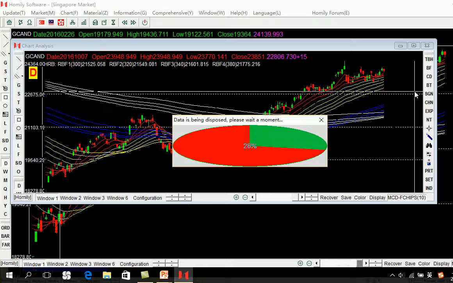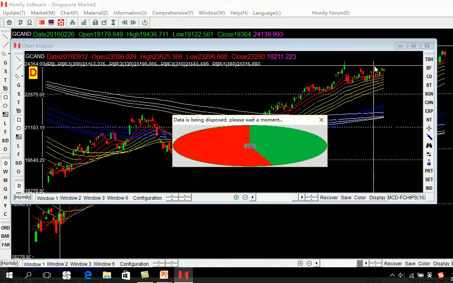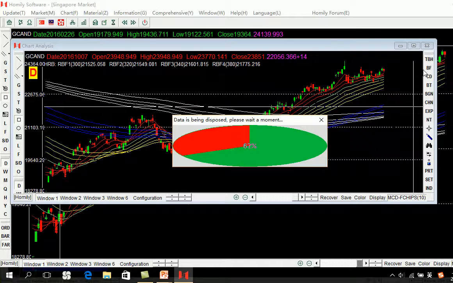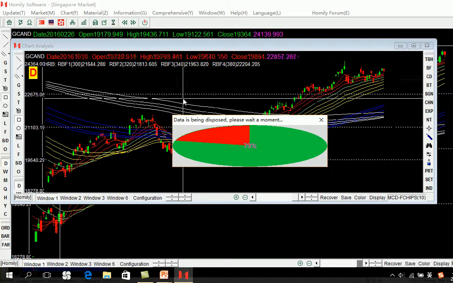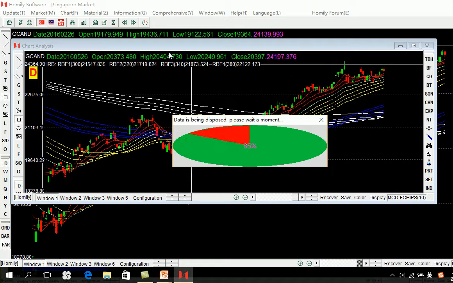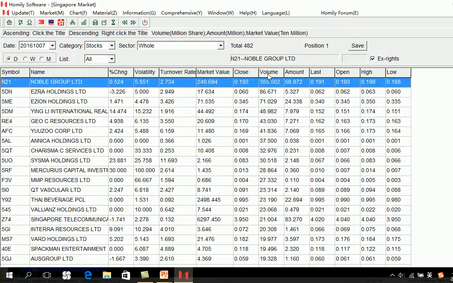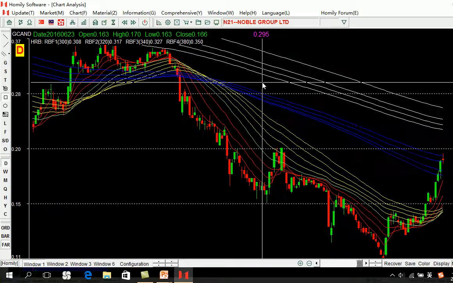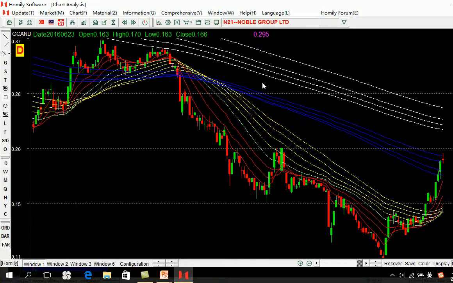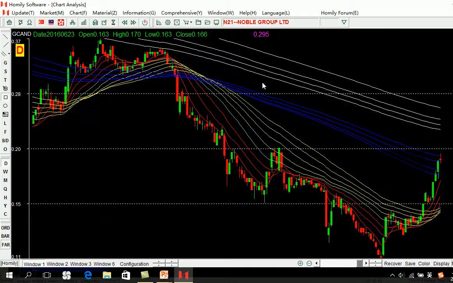So let's analyze stocks first. Let's see some high volume stocks, some active stocks. Okay. So we can see the high volume stock. The first one is Noble. Okay, so if you still keep Noble, you should know that.